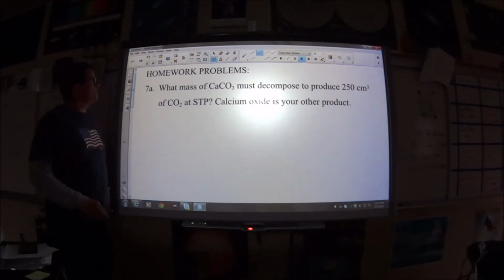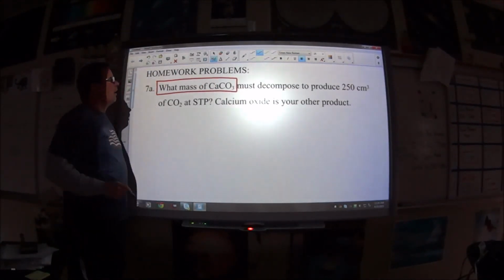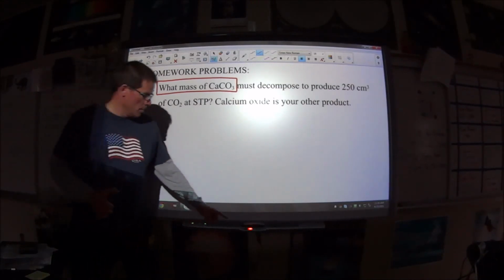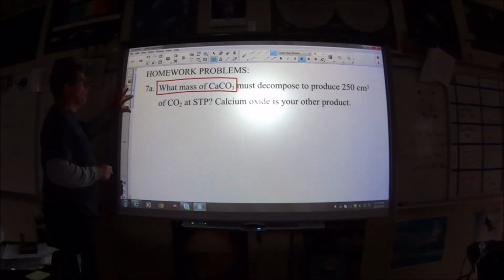Homework problem 7A. What mass of calcium carbonate must decompose to produce 250 centimeters cubed of carbon dioxide at STP? Calcium oxide is your other product. So we do have a stoichiometry problem. Let's go ahead and write down what we know.